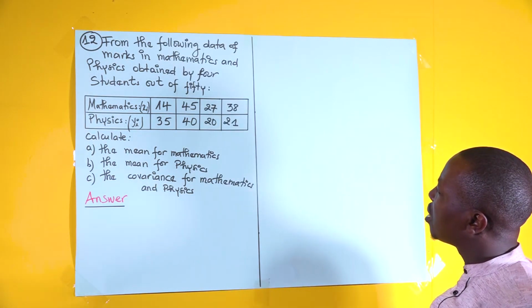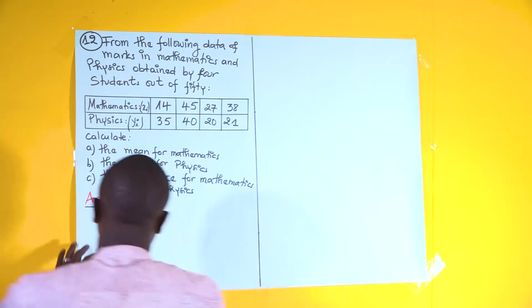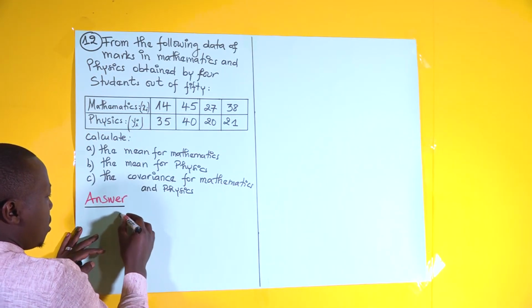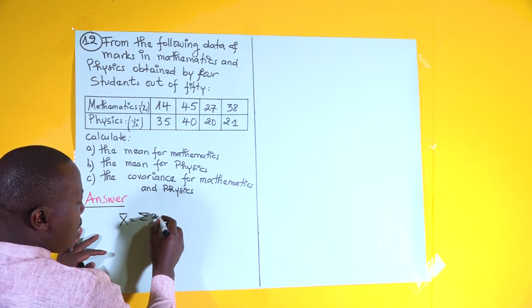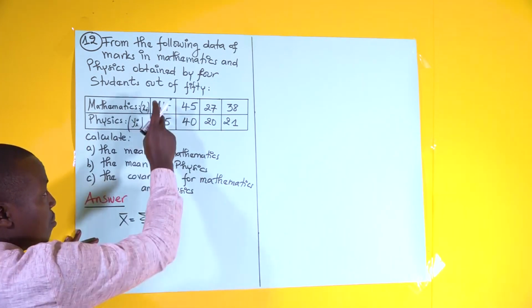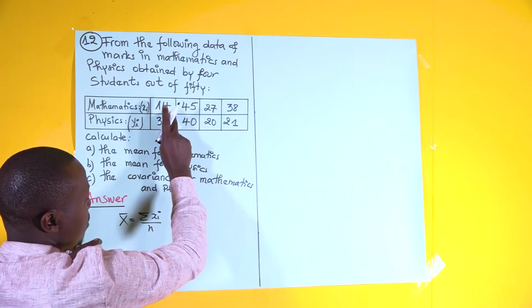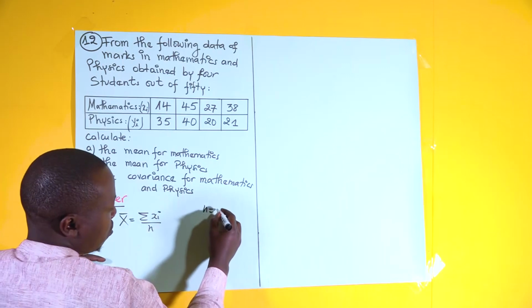We use a very simple way. If you remember the way you find the mean for x, we write it this way. The mean for x is the summation of xi divided by n. N is the number of numbers that we are given. How many numbers are we given? 1, 2, 3, 4. So it means n here equals 4, right?